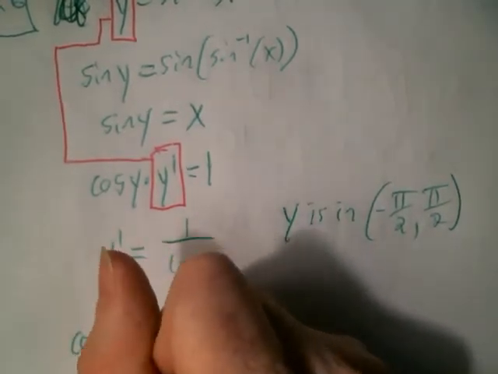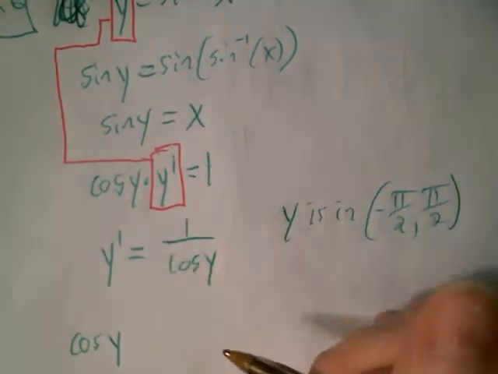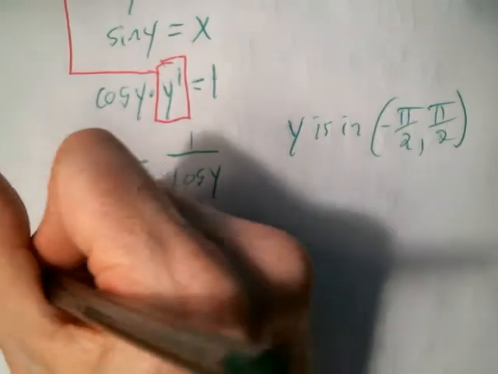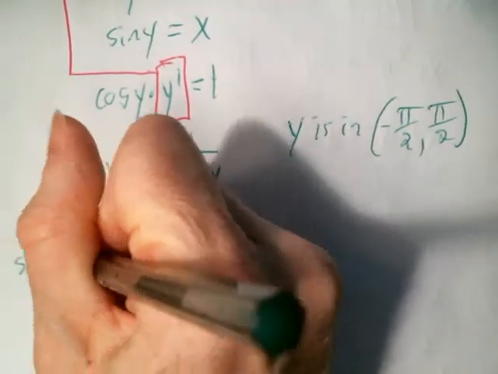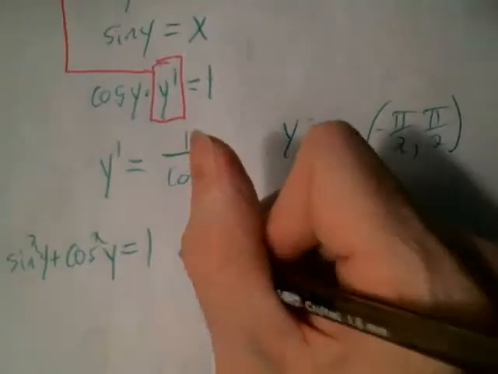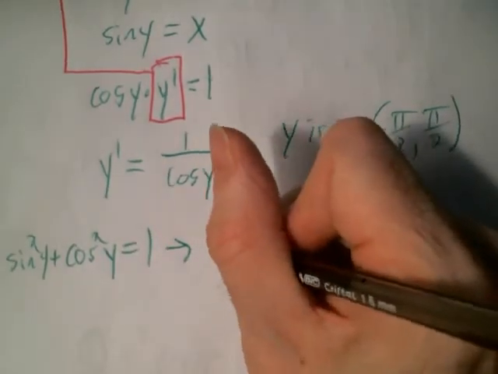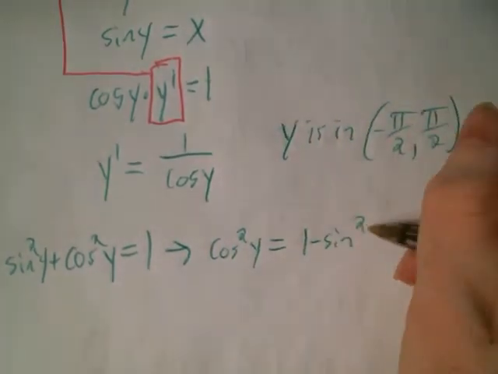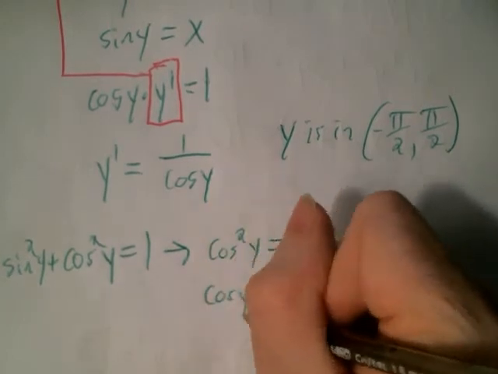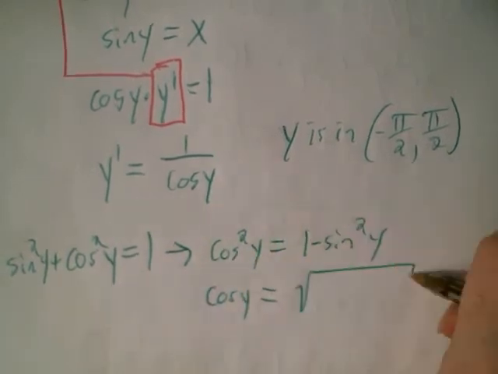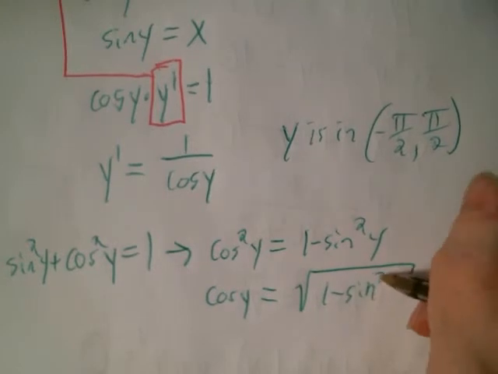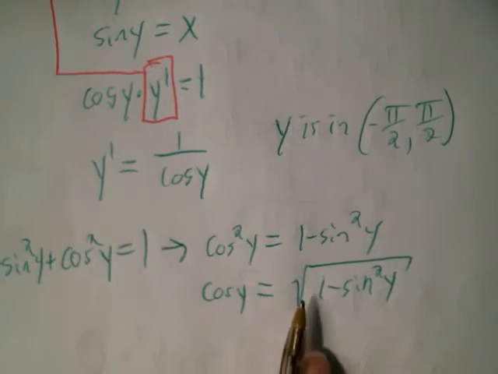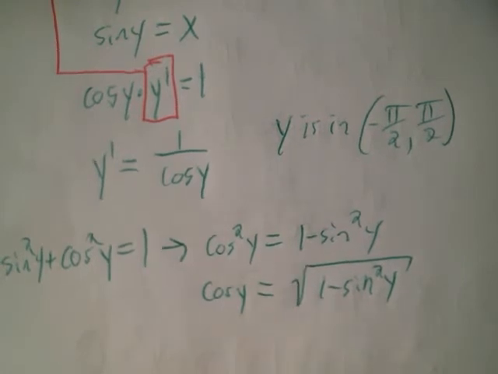If you think about the Pythagorean identities, I want to rewrite cosine of y in terms of sine. I can do that by noting that sine squared y plus cosine squared y is equal to 1, which tells me that cosine squared y is equal to 1 minus sine squared y. Then cosine of y is equal to plus or minus the square root of 1 minus sine squared y. But if y is in this interval, then the cosine of y will have to be positive, so we just have the positive root.